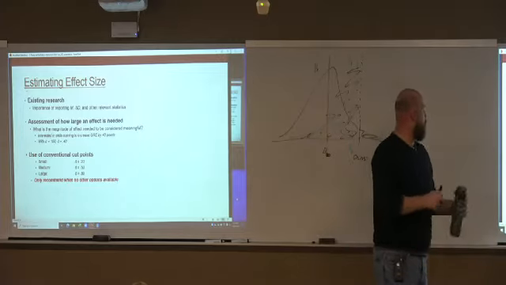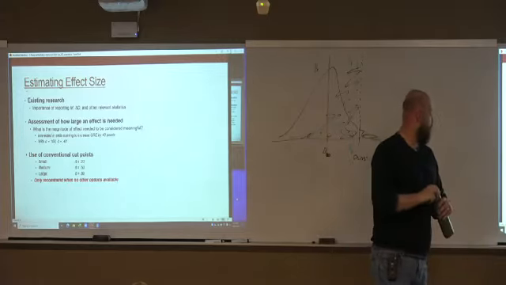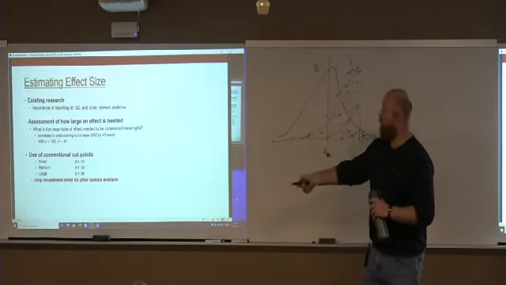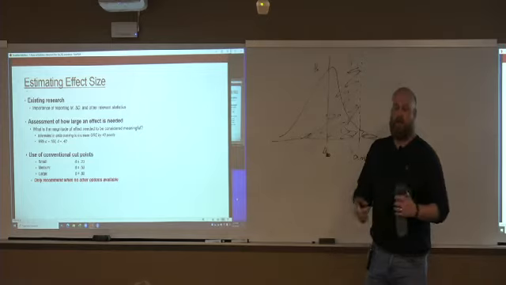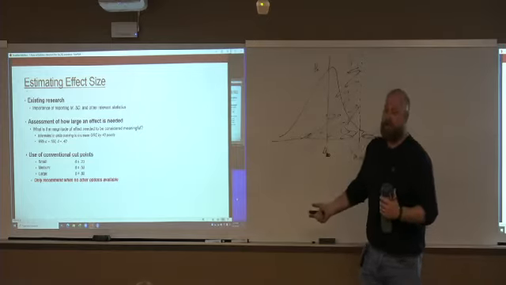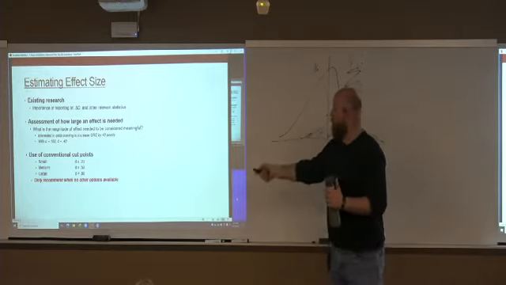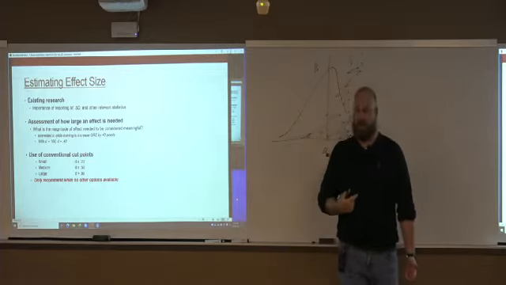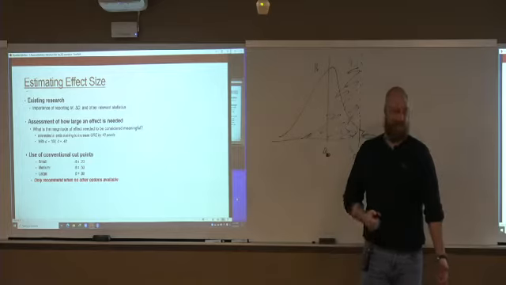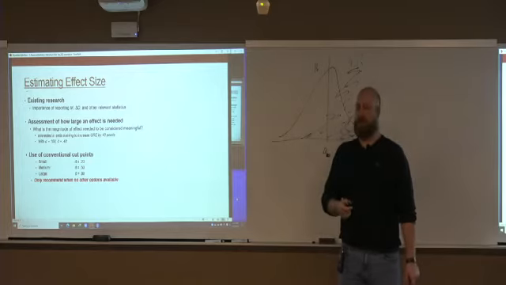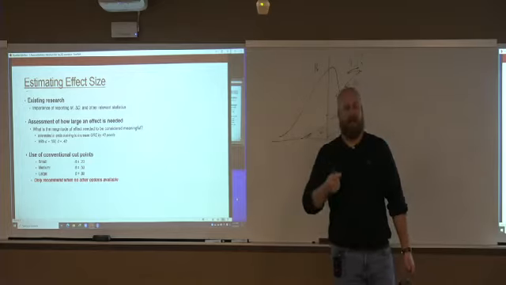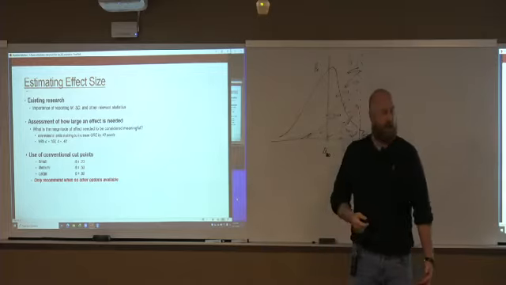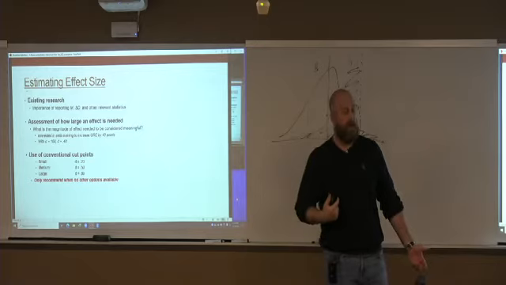We could also use conventional cut points. Only when no other options are available would you fall back on this. Now this happens sometimes. Maybe I'm trying to test theory-driven hypotheses, so practical implications really aren't quite as relevant because I'm just trying to test a component of a theory, and no one has ever looked at this before. So there's no literature for me to base on.